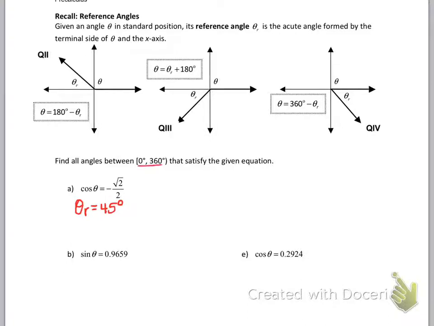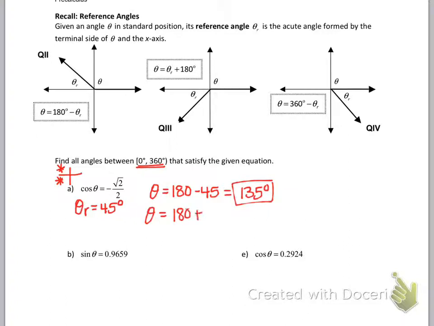Okay, since this is negative, and we are going to be between 0 and 360, where's cosine negative? Cosine is negative in the second quadrant and the third. So we're going to find two values, one in the second, one in the third. To find theta in the second quadrant, we take 180 and subtract 45 from it, and we get 135. That's our first value. For the third quadrant, we take 180 and add 45, so we get 225. This is our second value.